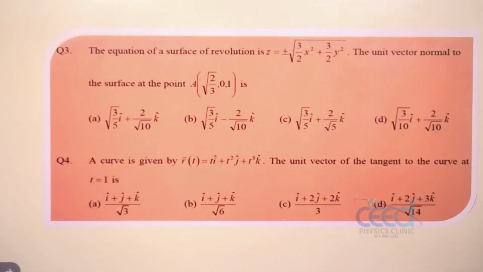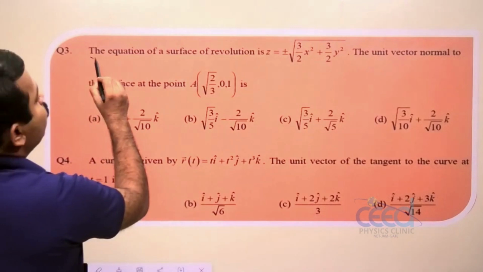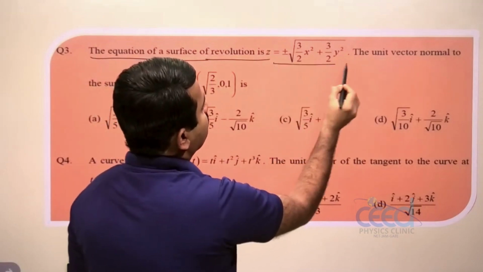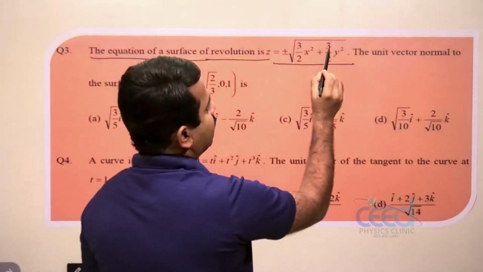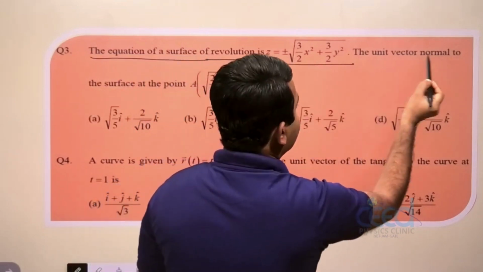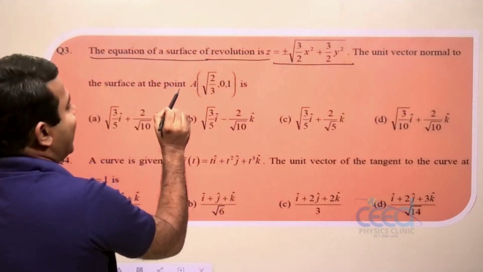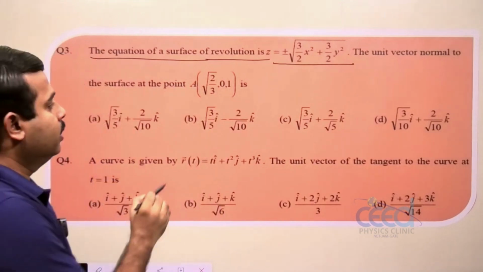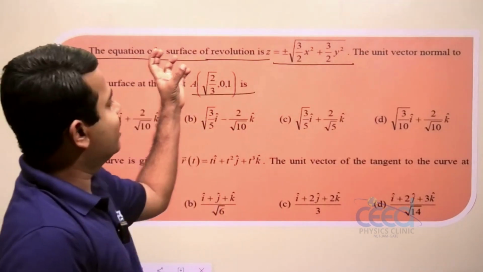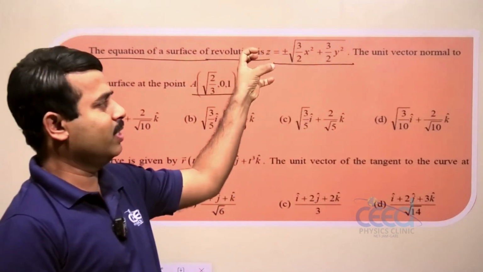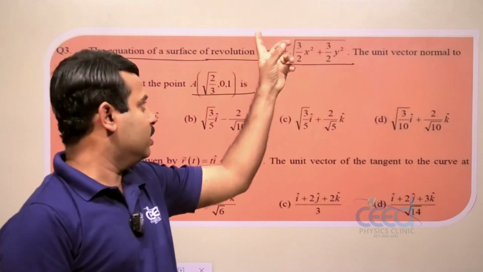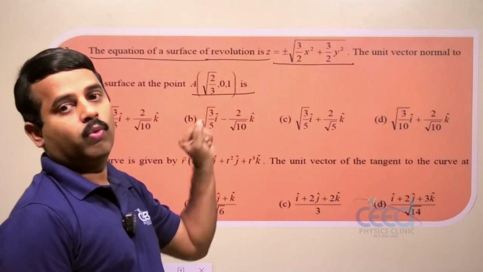Another question is, the equation of a surface of revolution z is equal to plus or minus root 3 by 2 x square plus 3 by 2 y square. The unit vector normal to the surface at the point A of root 2 by 3, 0, 1 is, right? So the surface of revolution means that particular surface equation is given, right? We want a unit normal vector to this particular surface at this point we require, right?